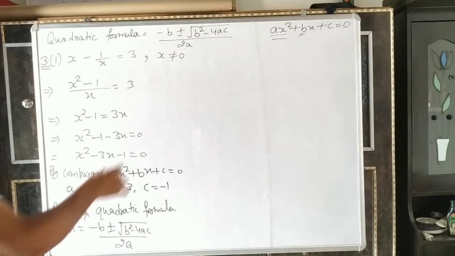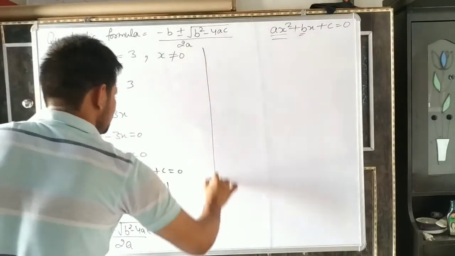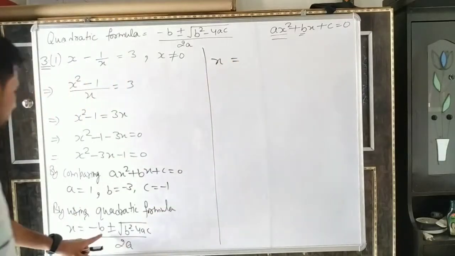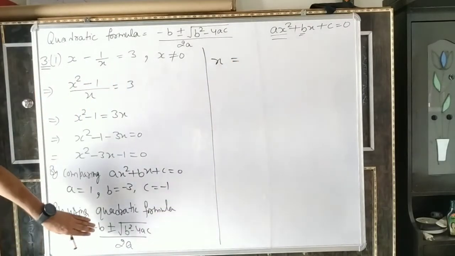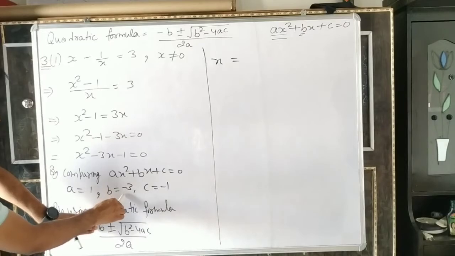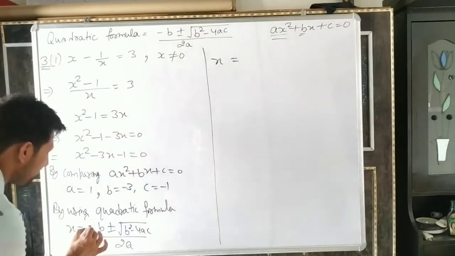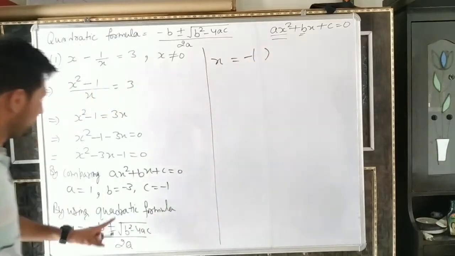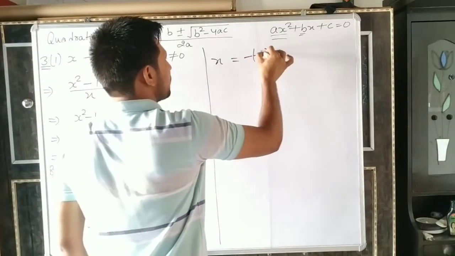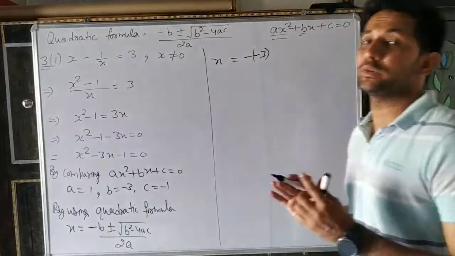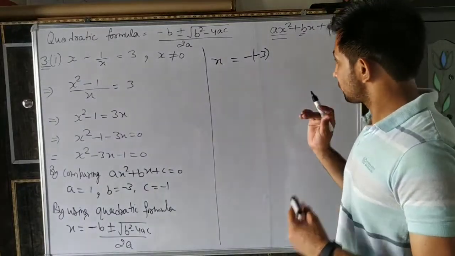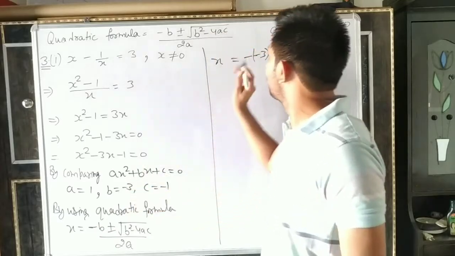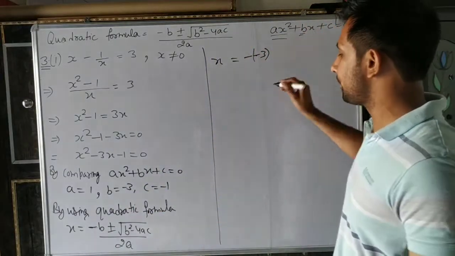I hope you can solve it yourself now. Yes, x equal to minus b. B is minus 3, but we have to write minus b. So first minus, and now b. B how much? Minus 3. So 2 times minus. Many students make a mistake in writing minus b. They write only minus 3 actually, but it becomes positive.